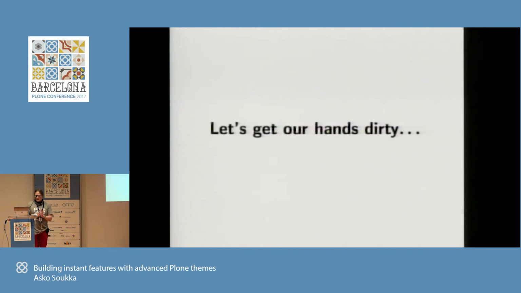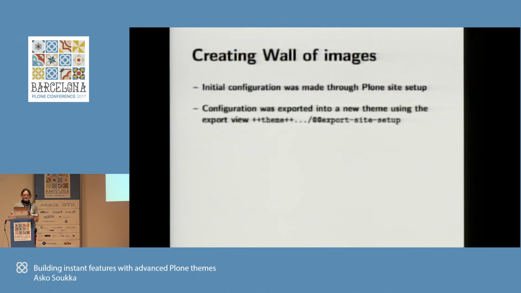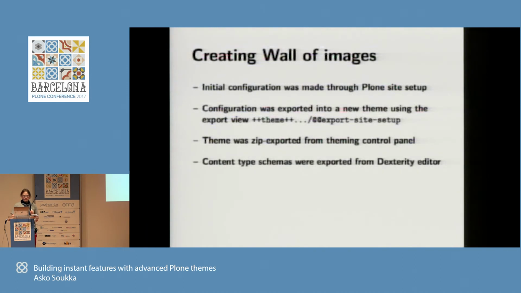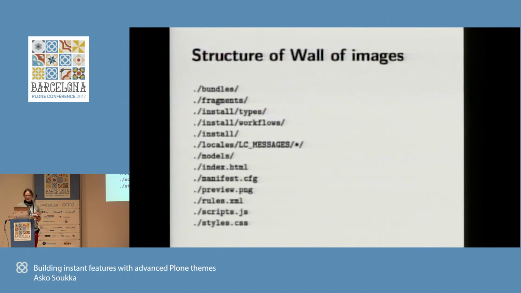Yeah. So I think I saw most of that. I saw some of the things from the theme. So for the example, I made an initial configuration through Plone. Then I exported using the export site setup and used the zip export from the control panel. And it exported next to the XML models, as I said. And then I moved back to the file system and finished the development there, and finally packaged and uploaded it.